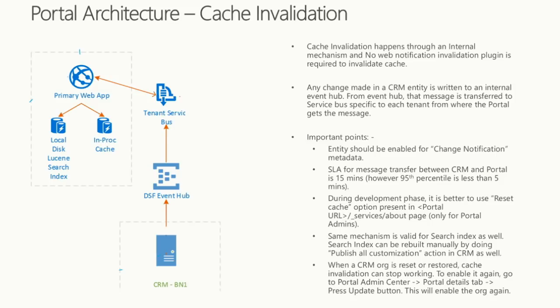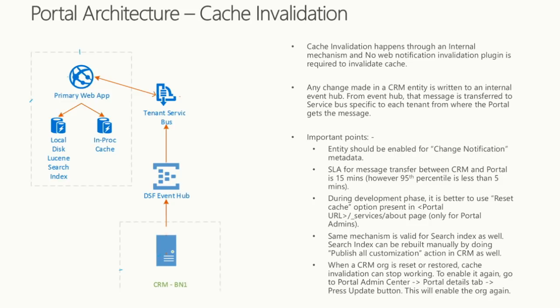The way your cache invalidation works is, any change made into your CRM entity record, any type of change, there is an Azure Event Hub running at the backend. That Event Hub is listening to all the changes. Whenever that change goes to Event Hub, we listen to it and that's where the service bus comes into play. We write it to that service bus and that's how it goes to portal and portal invalidates all the cache.